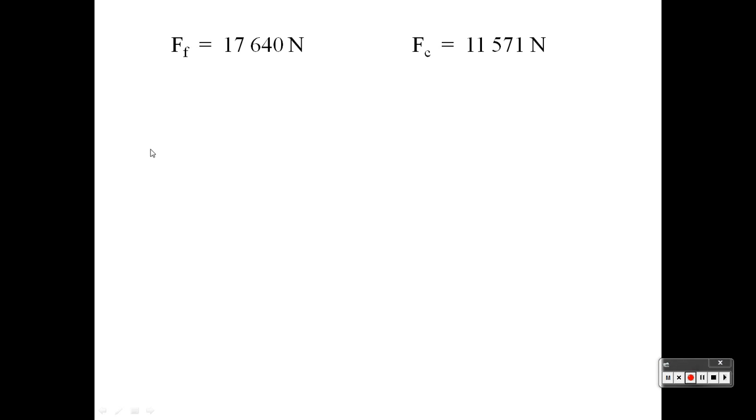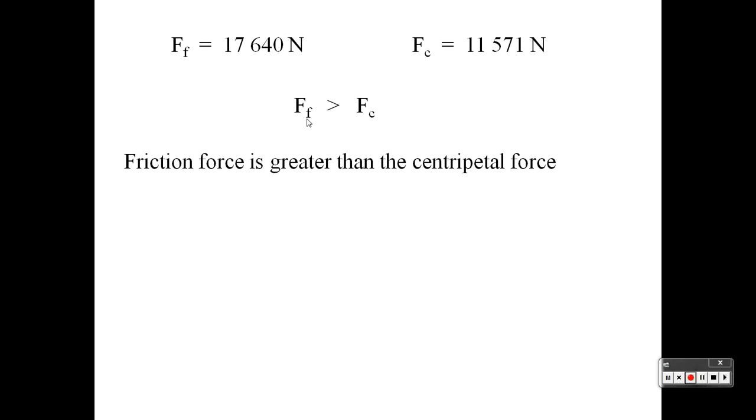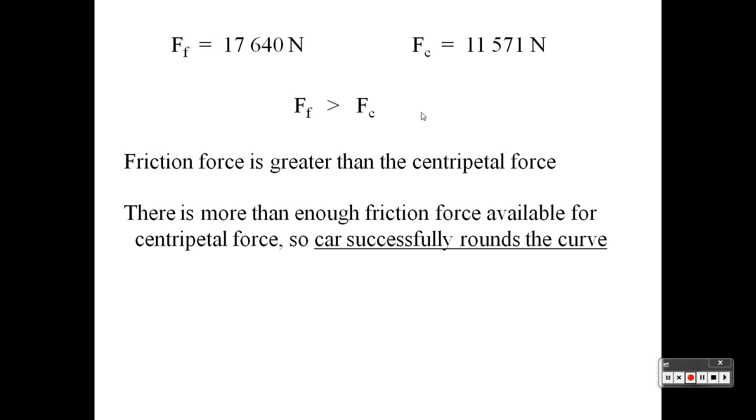So, here's what we have. We have a force of friction, 17,640 newtons, and centripetal force needed, 11,571 newtons. Notice that the force of friction is greater than the centripetal force. So, ask yourself, or talk it over with somebody sitting near you, is there enough friction? Will the car stay on the road? And the answer is yes, there's more than enough friction force to provide the necessary centripetal force for the car to round the curve, so the car gets around the curve.